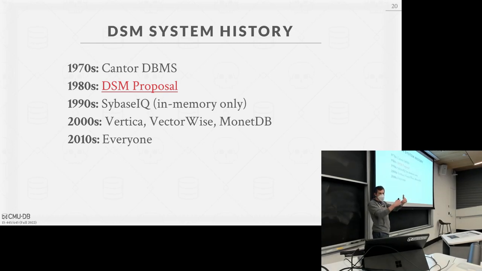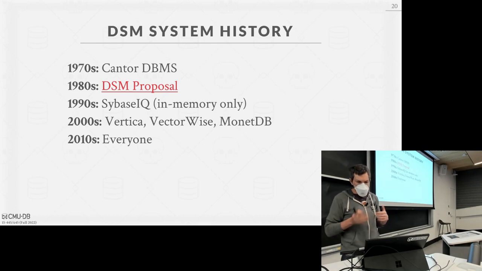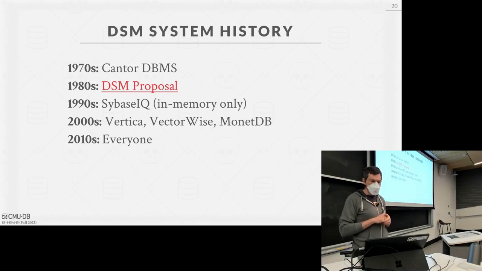And if you ever had to update anything, you would go back and update the back end, the real row store database. That approach is called fractured mirrors. I think we'll cover that later when we talk about distributed systems. That's basically how Oracle and other systems work today.